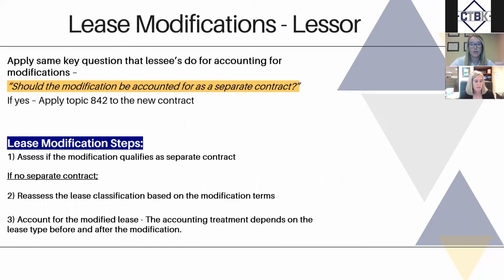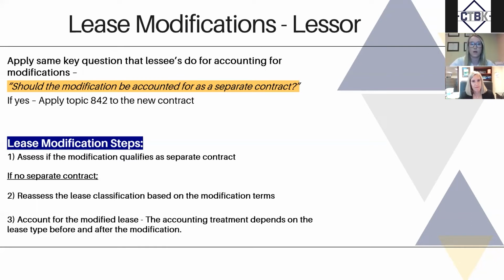So lease modifications on the lessor side. The first step, we broke this out into steps. And the first part is, again, you're going to apply that same key question that we already discussed on the lessee side, which is, should the modification be accounted for as a separate contract? So the two criteria would have to be met for the answer to be yes. And that is an additional right of use asset being granted. And also there needs to be an equivalent increase in the payment. So if those two criteria are met, then you account for it as a separate contract under 842.